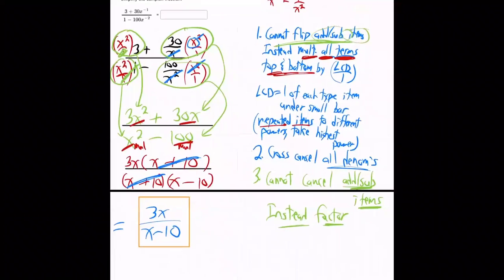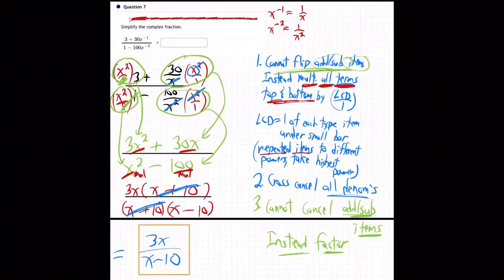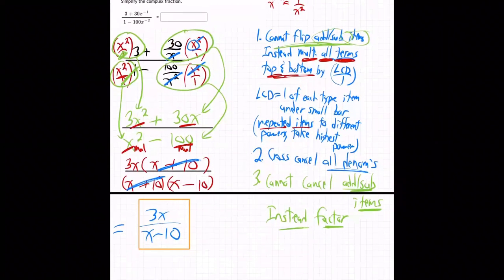And much simpler. See how much simpler this is than the original ugly thing? So this is just much cleaner. And that's why we do it. Makes it easier to do the stuff we need to do in higher math and science with a cleaner version. There we go.